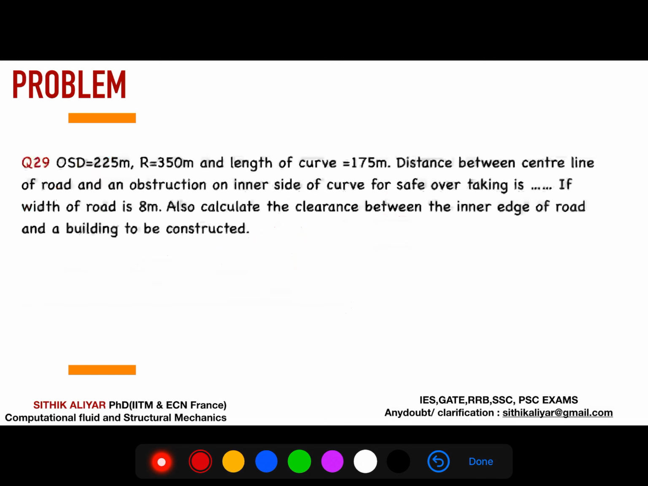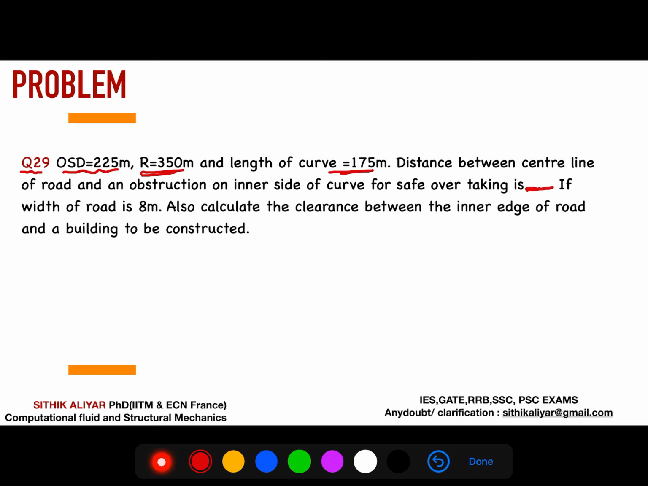One more question. Question number 29. I think this will be from my side the last question for setback. Overtaking side distance is given 225. The radius is 350 meter. And the length of the curve is 175 meter. So the distance between center line of the road and an obstruction on the inner side of the curve for safe overtaking is dash. This is the setback only they are asking.